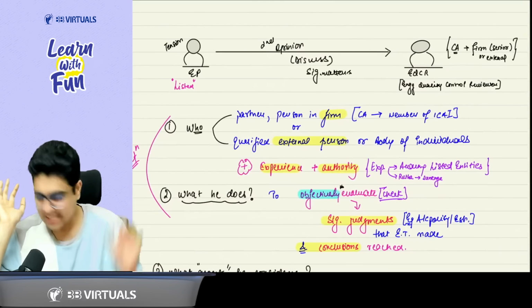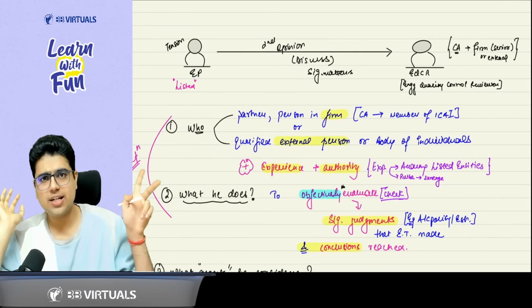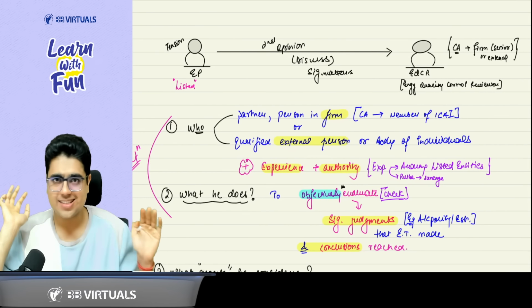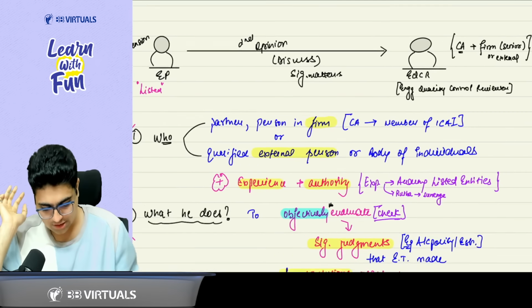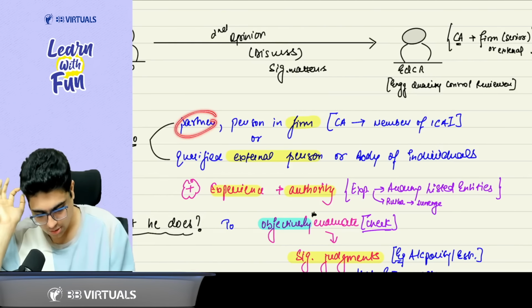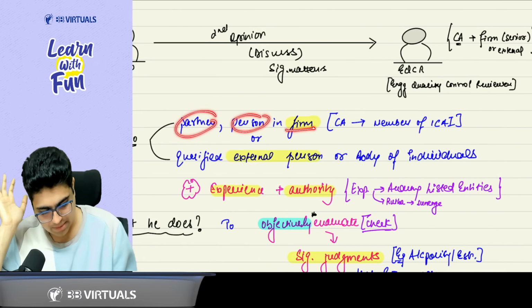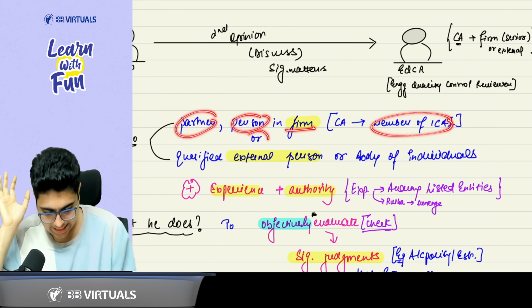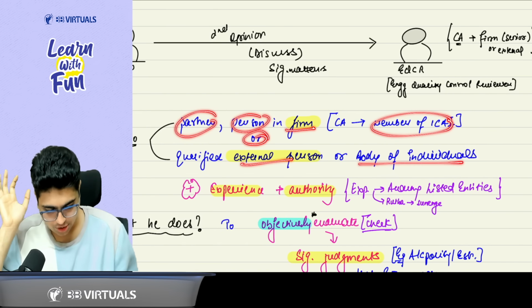So first of all, let's learn the definition. In the definition, there are two parts. Who is EQCR? What does he do? So first of all, who is EQCR? He can be a partner or any other person in the firm. Remember, he should be a member of ICAI. Or he can be a qualified external person or a body of individuals.